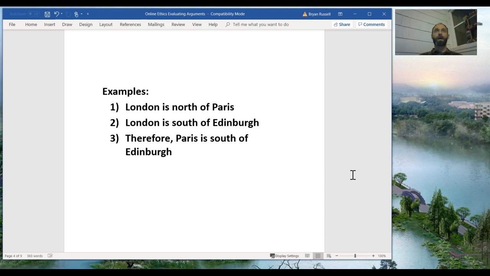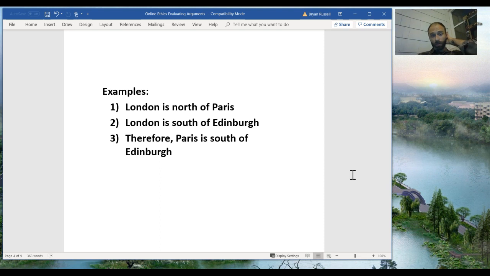First, let's ask the question, remember the proper form test. If these premises are true, would they give us good reason to believe the conclusion? Well, if it were true that London is north of Paris, so Paris is south of London, and if it were true that London is south of Edinburgh, so Edinburgh is north of London, then the picture the premises paint is Paris is furthermost south, then London is north of Paris, and Edinburgh is north of London.